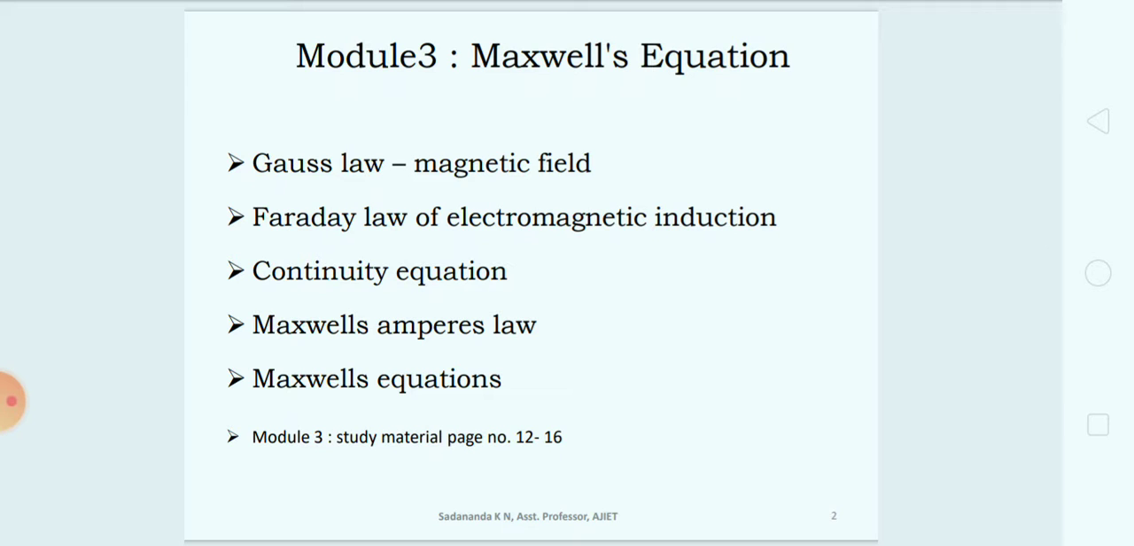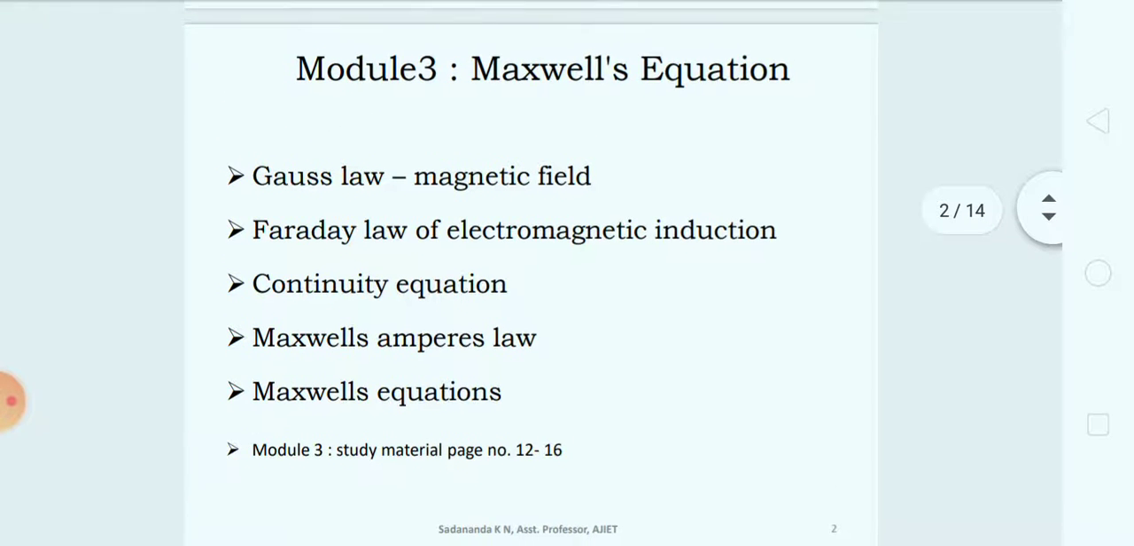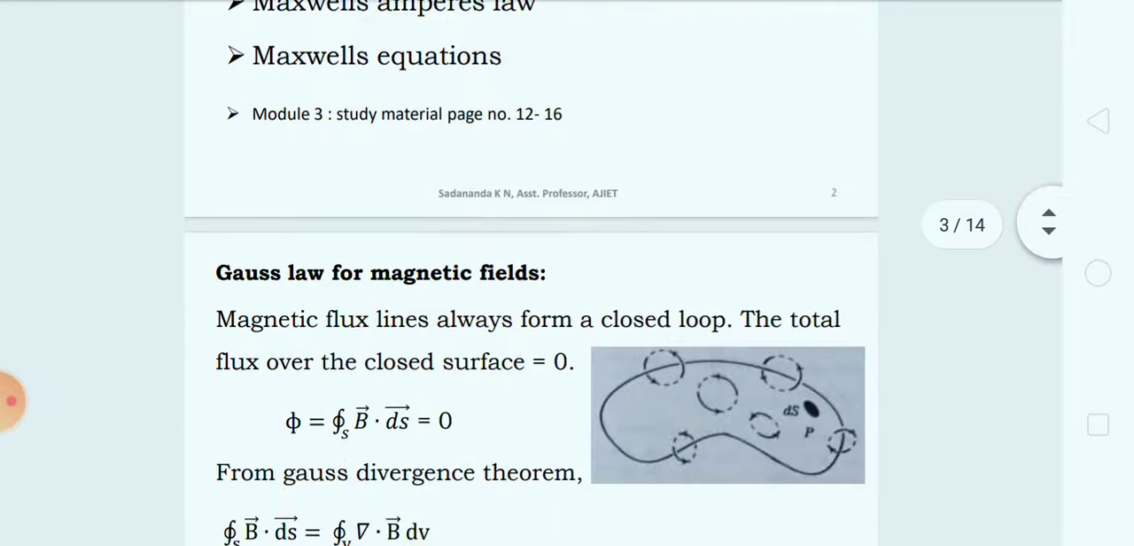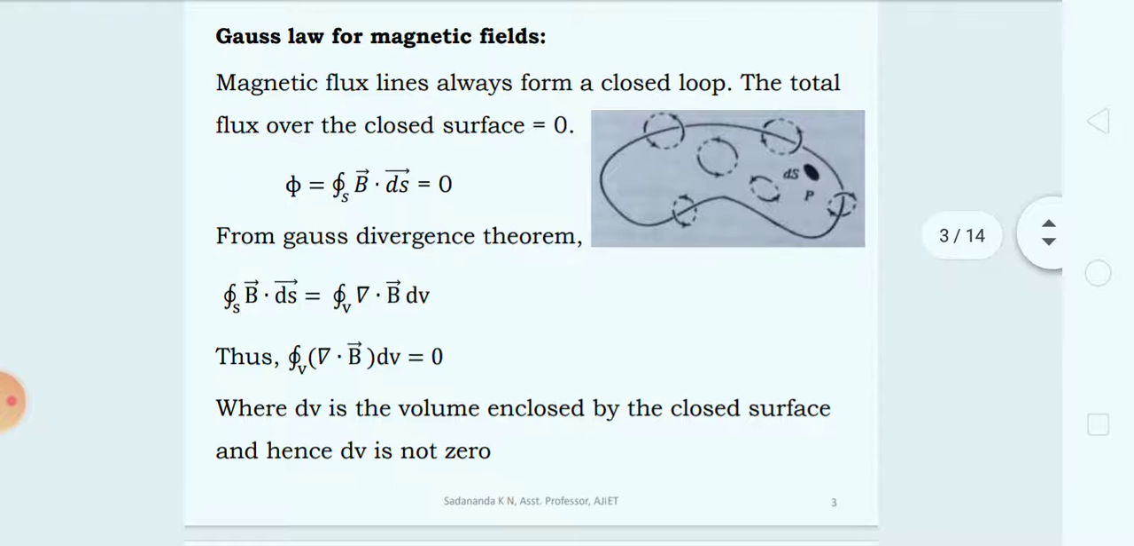The topics for the discussion are Gauss law in magnetic field, Faraday law of electromagnetic induction, continuity equation, Maxwell's Ampere's equation, Maxwell's equations in time varying conditions and static fields, and finally the expression for displacement current. This information in the study material is covered under page numbers 12 to 16. So let us start with the Gauss law of magnetic field.